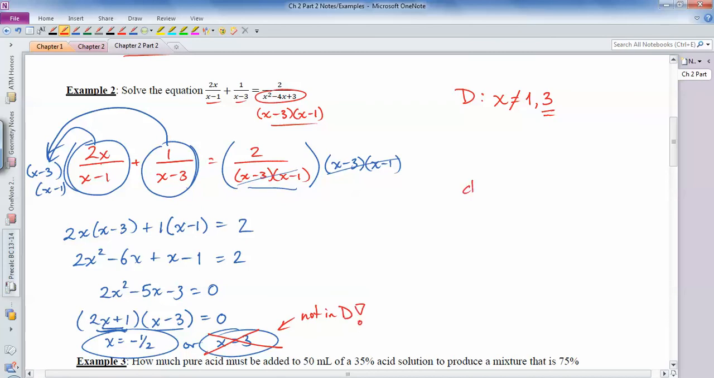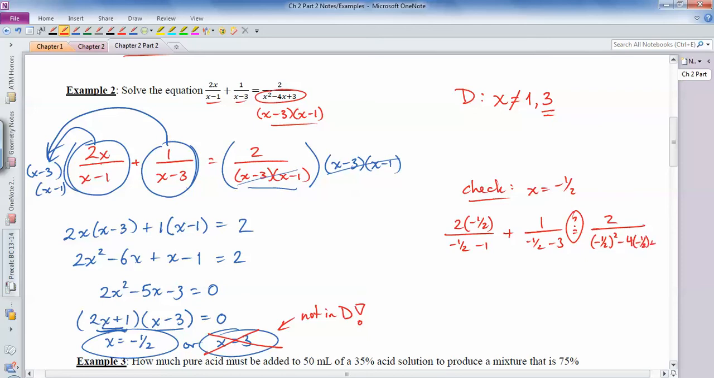So let's check over here, x equals -1/2. And if you plug that in, let's see, what do we get? We get 2 times -1/2 over -1/2 minus 1 plus 1 over -1/2 minus 3 equals, we're checking if this is right, so I'm going to put a question mark over the equals, 2 over -1/2 squared minus 4 times -1/2 plus 3.